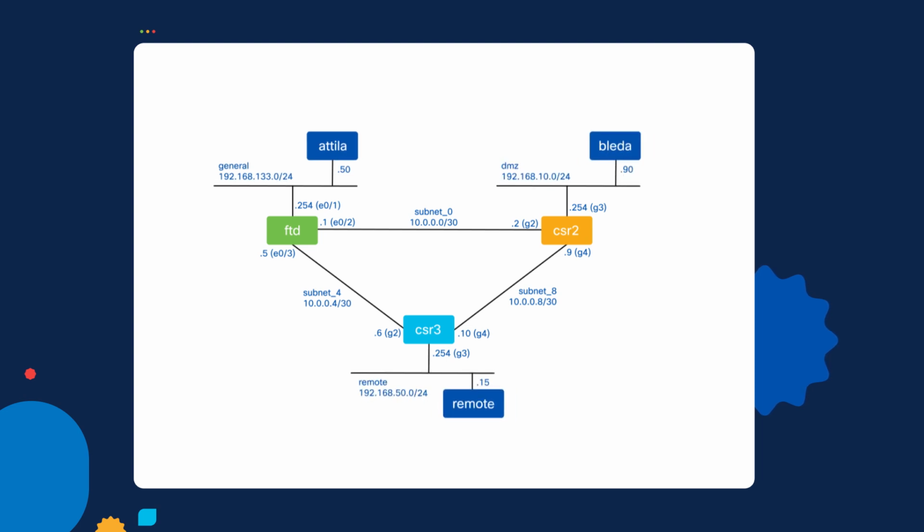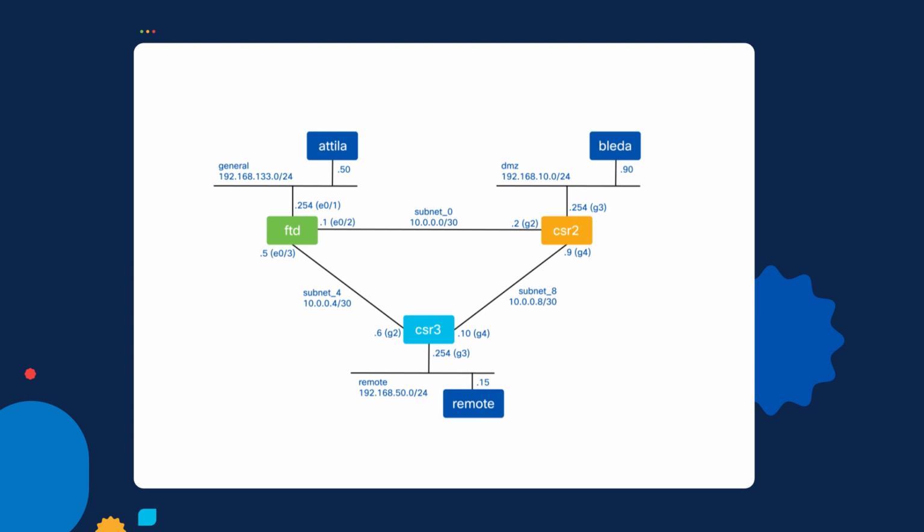As you can see here, there are three devices that we set up static routing for. We have the Cisco secure firewall, denoted by FTD, which is connected to the general network. And then we've got two other routers. We've got CSR2, that's a CSR 1000 virtual router, which is connected to Bladder. And we've got CSR3, which is connected to the remote network.